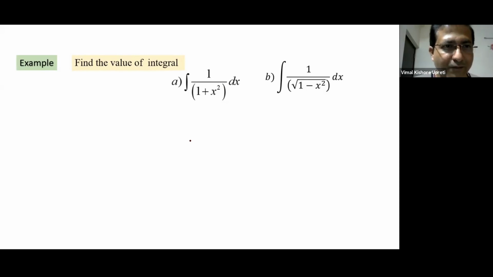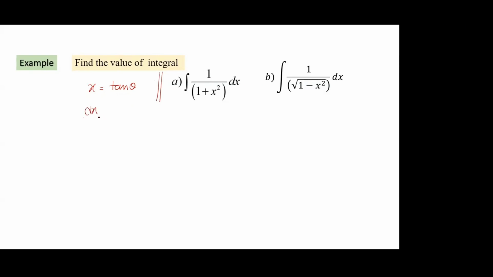So sometimes with experience, you learn something. Here, if I substitute x is equal to tan theta, assume x is equal to tan theta. Right now you must be thinking why I am assuming x is equal to tan theta. When this gets simplified, then you will have an idea. Let's see.